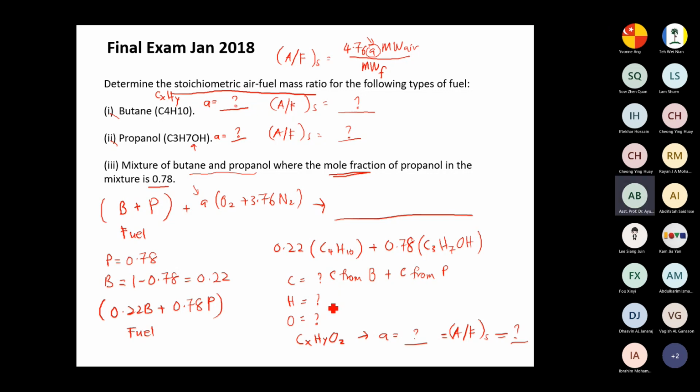Same goes for the H. Similar step for the H and similar step for the O. Finally, you will get one final molecular formula for the mixed fuel.